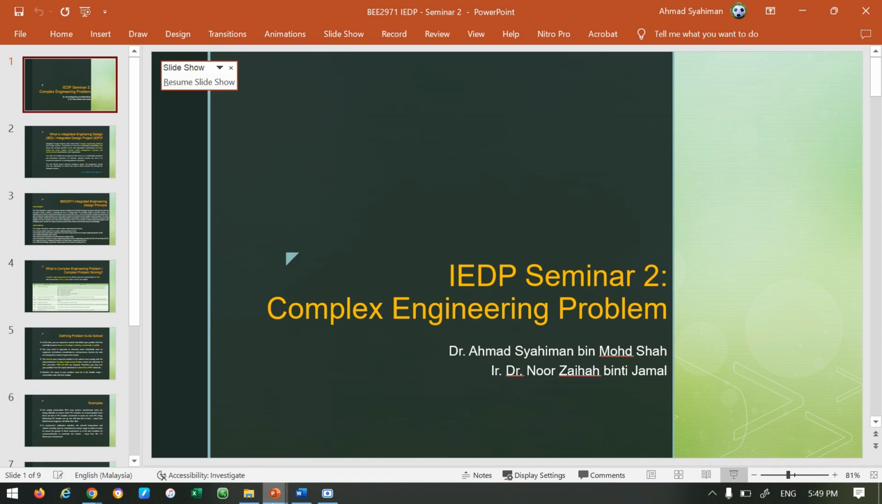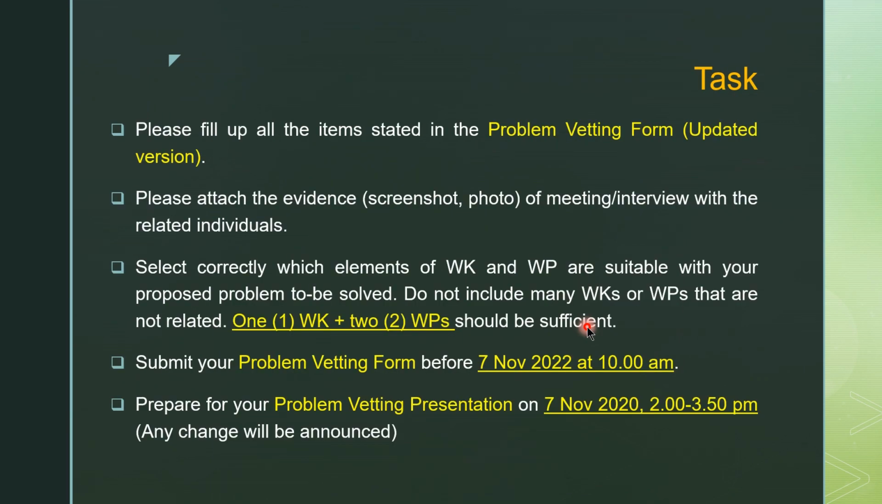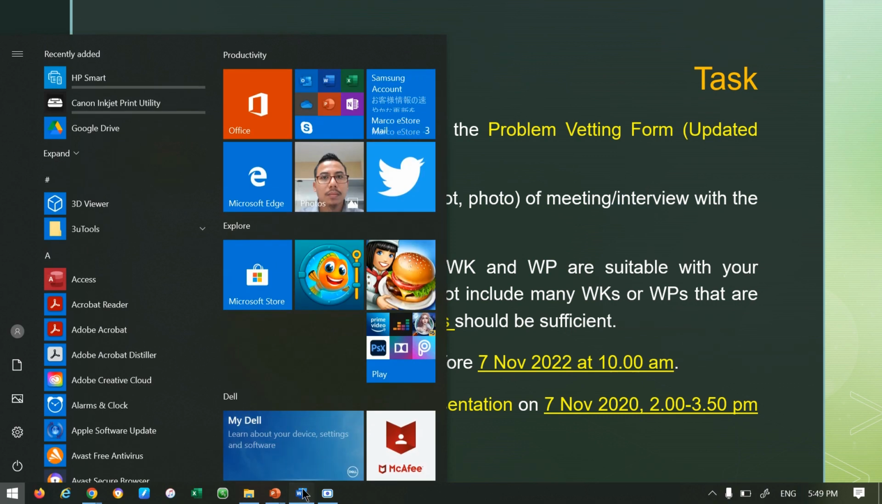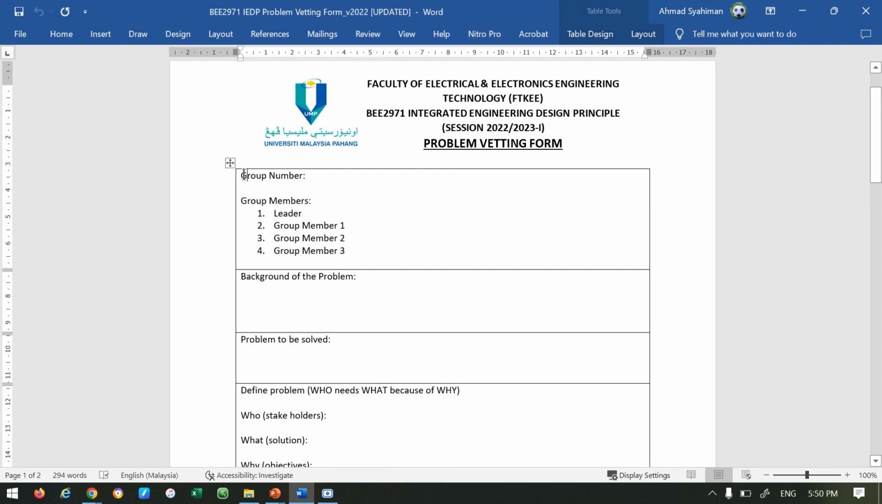Okay, so the task for you. Please fill in all the items stated in the updated version of the problem vetting form. I already uploaded the new updated version. The difference is only here, because the previous one doesn't have the group number, group members, and so on.